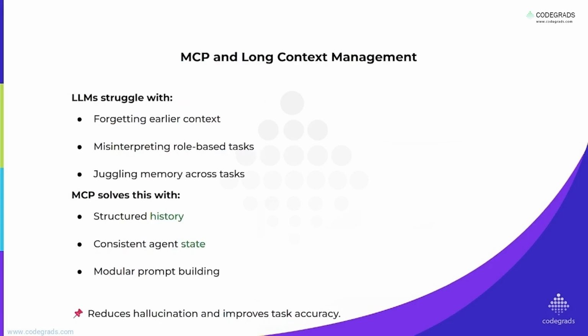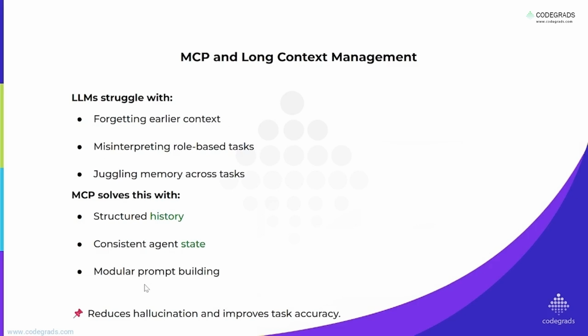In case of MCP and long context management, one of the most important things is that LLMs can't remember everything in long text. LLMs generally struggle with forgetting earlier context, misinterpreting role-based tasks, and juggling memory across tasks. So, what does MCP do to solve this? It uses structured, consistent agent state and modular prompt building. By using this, we can remove the disadvantages that the LLM previously struggled with. It reduces hallucination and improves task accuracy.